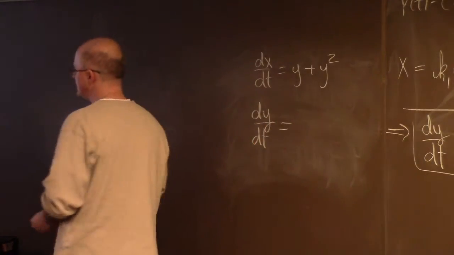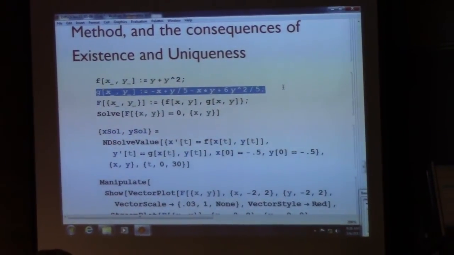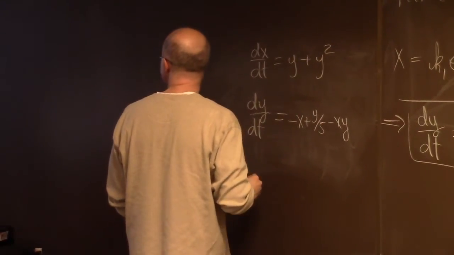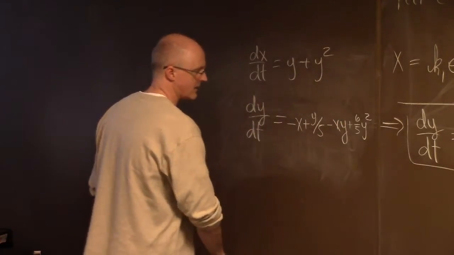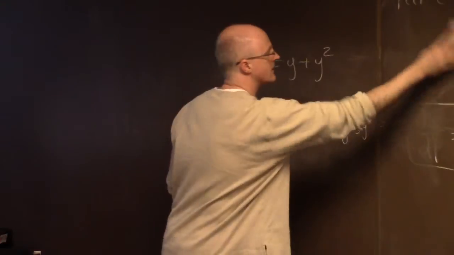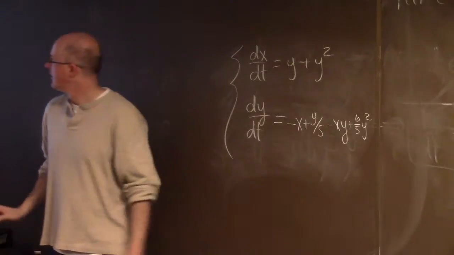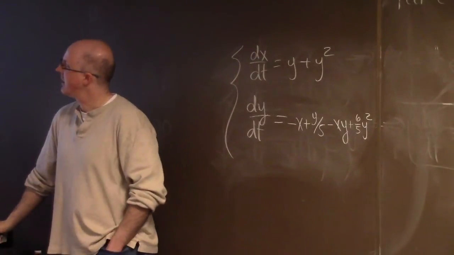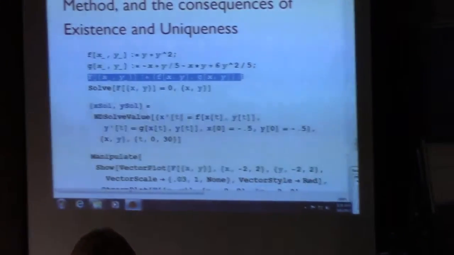And the dy/dt equation comes from this function here. Kind of a strange thing to pick, but I took it from a book, that's what they picked. Negative x plus y over 5 minus xy plus 6/5 y squared. The nonlinearities there come from the y squared term, and also the x times y term is a nonlinear term. Now I'm going to call the vector field capital F like we usually do. So this formula is defining the vector field.